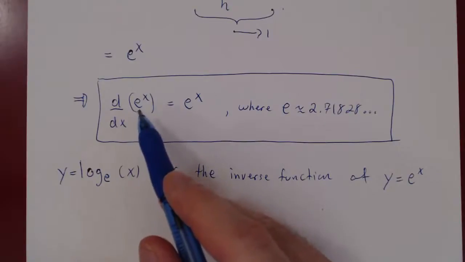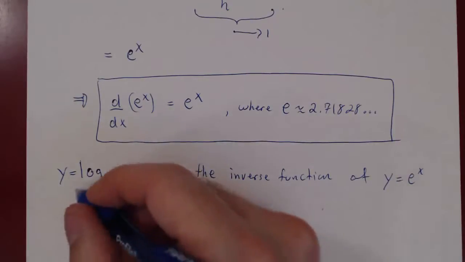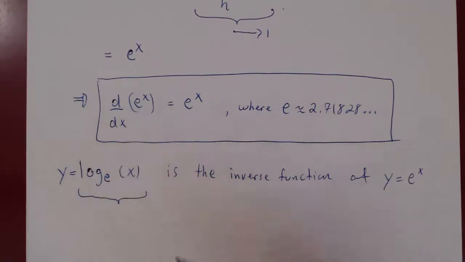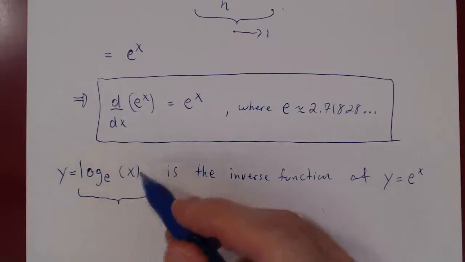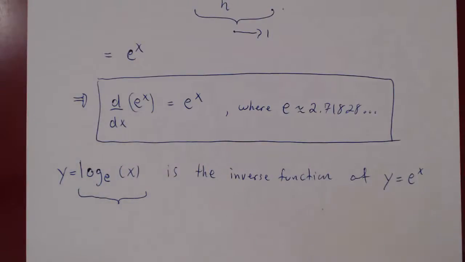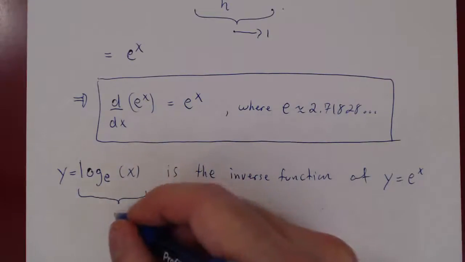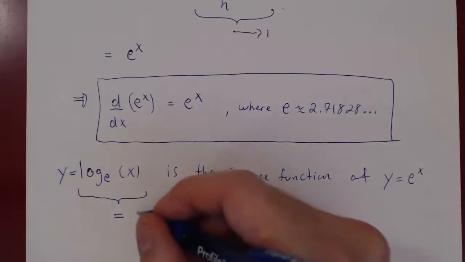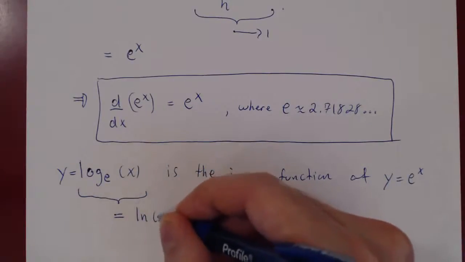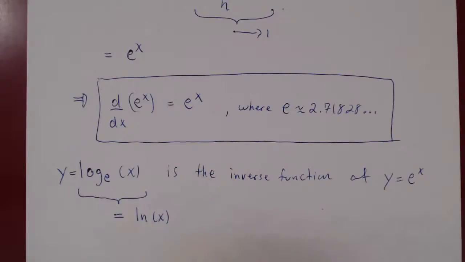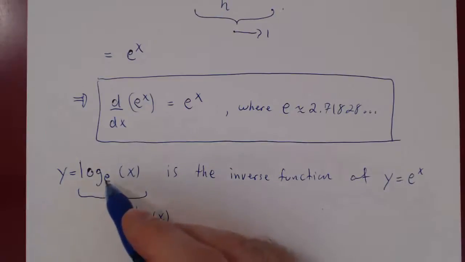And because e is such a special number, we actually give this a new name. We will never write log base e of x, as we will see in our next videos. The base e is so important that we will give its logarithmic function a special name. We will simply write this as ln of x, and we call this the ln of x. All it is is the special logarithmic function base e.